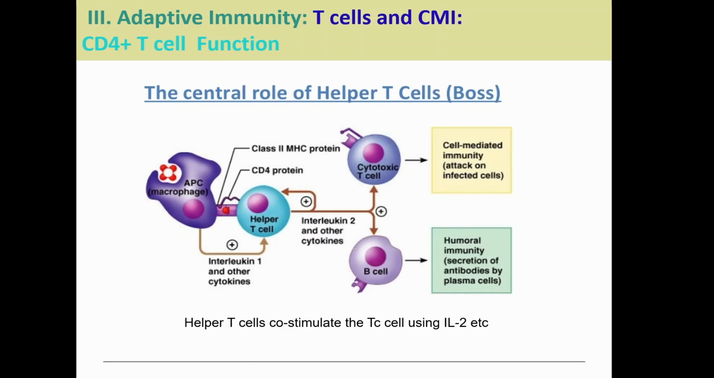And then by releasing things like interleukin-2 and other cytokines, we can trigger the activation of cytotoxic T cells as well as B cells. The cytotoxic T cells can go attack cells that have already been infected, or release things like interferon to protect cells that haven't been attacked yet, or activate the B cells, which will then secrete antibodies to target the antigens.